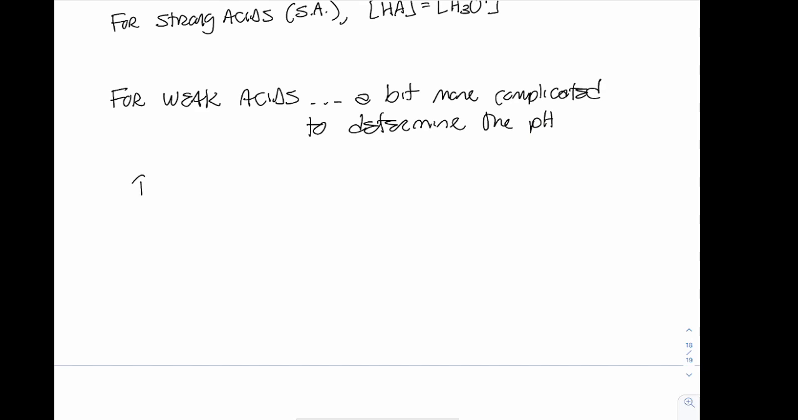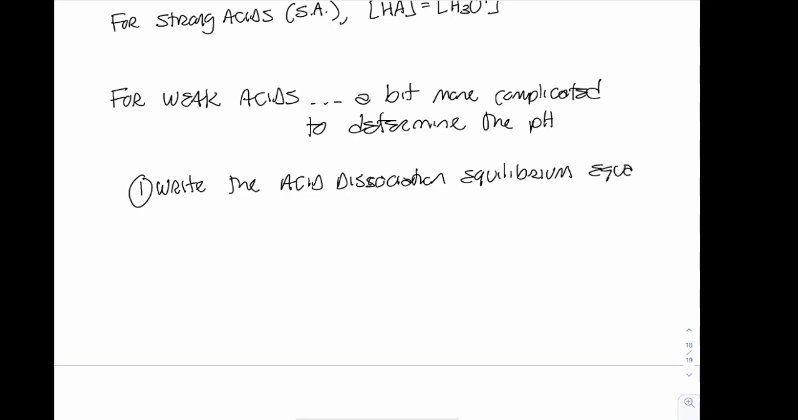kind of our steps. We're going to write what's called the acid dissociation equilibrium equation, which is just the reaction I wrote above. It's the reaction of my acid with water. It's just we have to have a title, so when I tell you to do it, you know what I'm talking about. So if I say write the acid dissociation equilibrium equation, that is what I'm talking about.